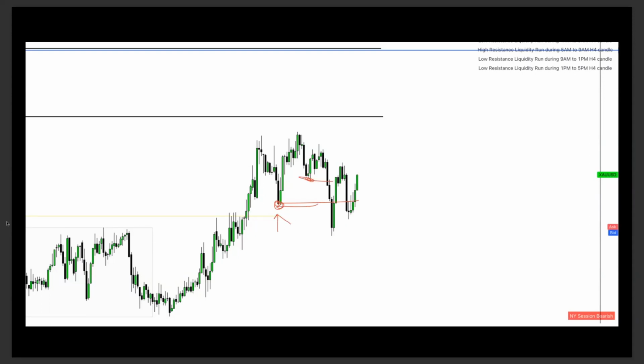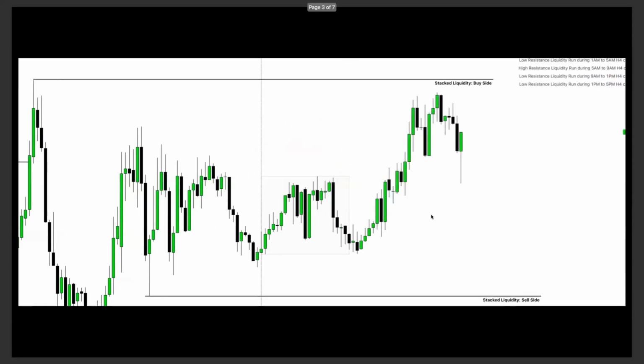When price takes that out, and then when price breaks above this candle, that candle becomes your order block. And what happens when a candle becomes a bullish order block? You're expecting price to react from it, right? Looking at this from a higher time frame perspective, up over here we have stacked liquidity on the buy side, and down over here we have stacked liquidity on the sell side.